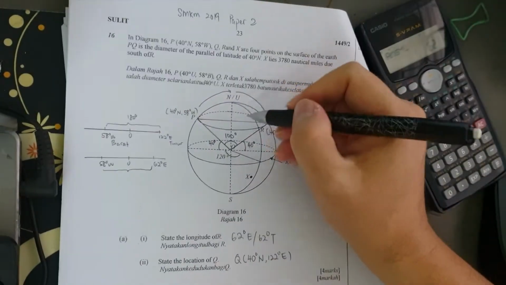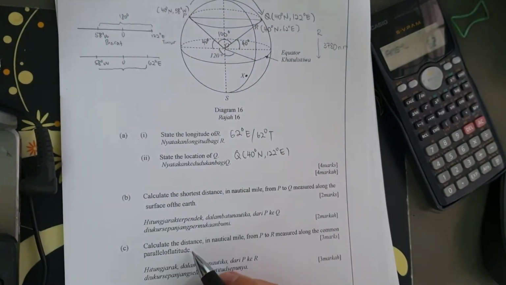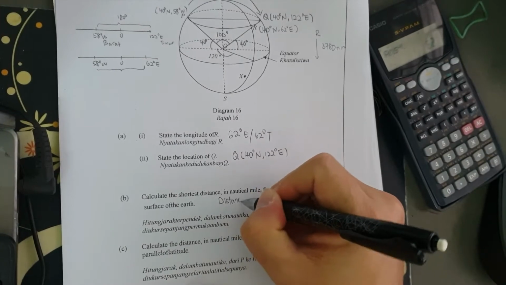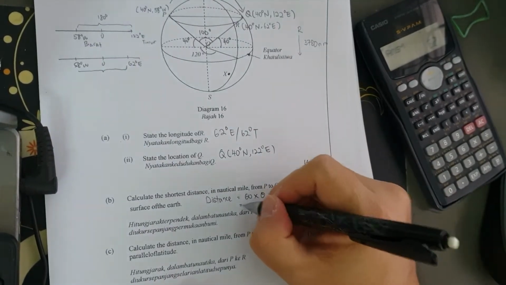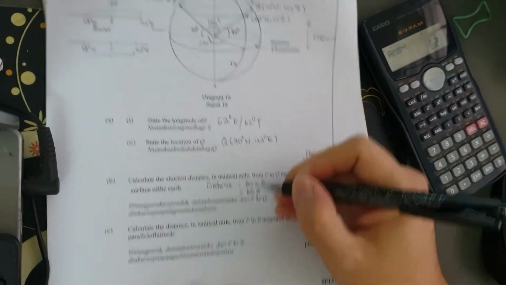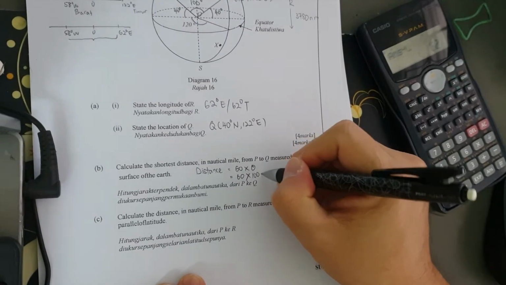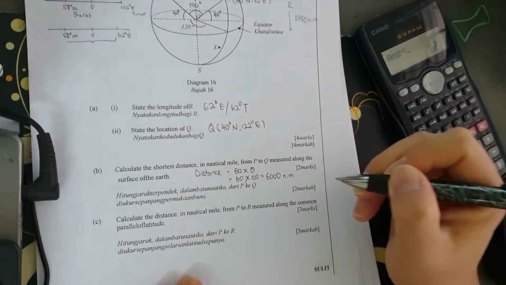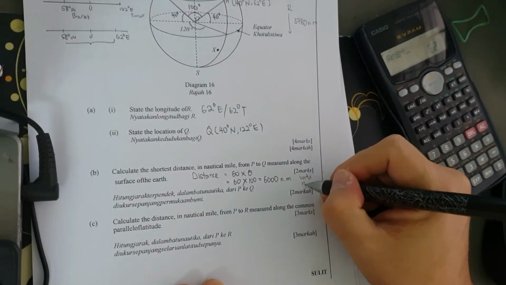Since this is the bigger circle, if I want to find the distance, the formula will be 60 multiplied by the degree. So it's 60 multiplied by 100. So your answer will be 6,000 nautical miles. And in Malay, nautical miles is called Batu Nautica.